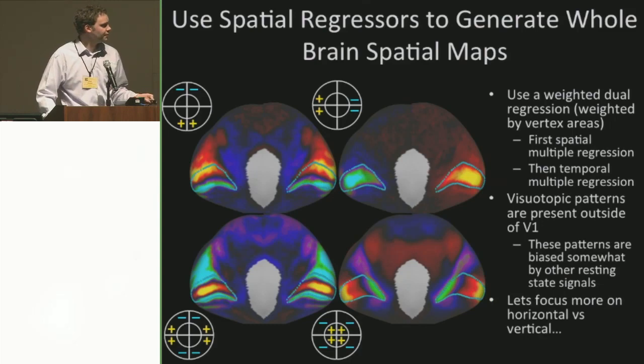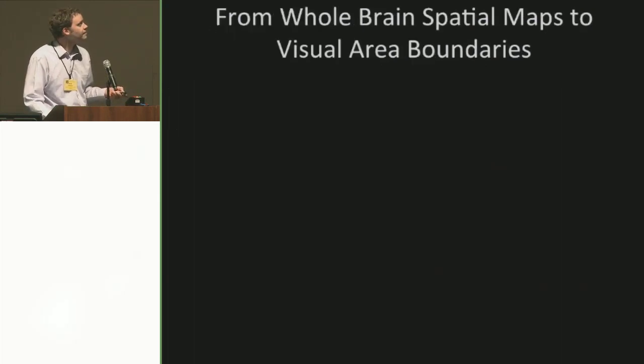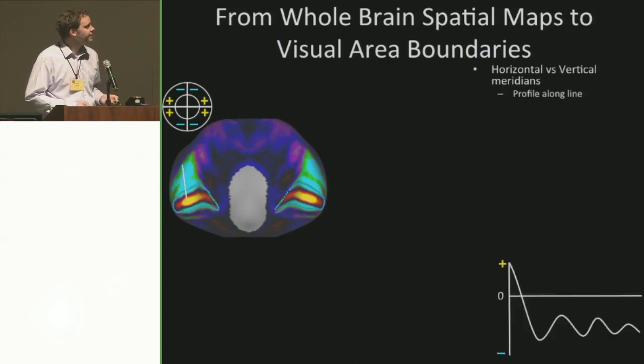So we'll do a little bit more processing, and we're going to focus on this horizontal meridian versus vertical meridian contrast here. So how do we get some areal boundaries out of this data? Here's our contrast we're starting with. We're going to draw a line from the middle of V1 along the horizontal meridian up the visual areas this way. And this is the value basically from this map plotted over here. So you can look at both things here.